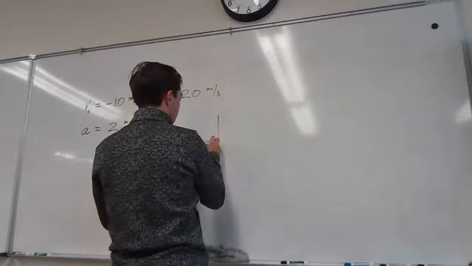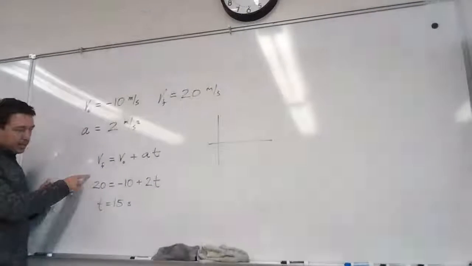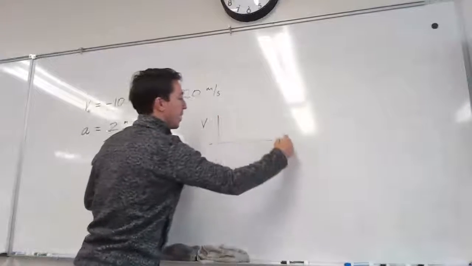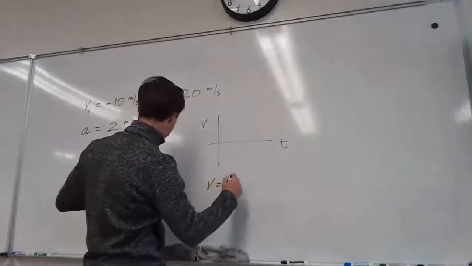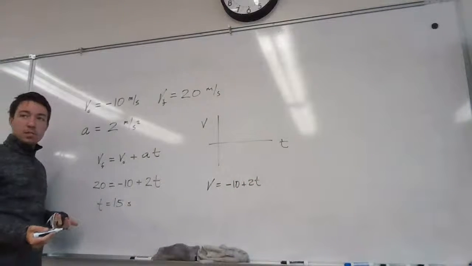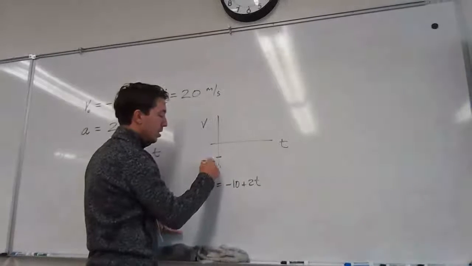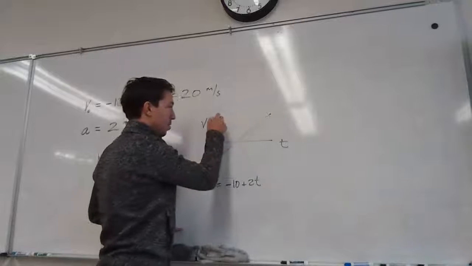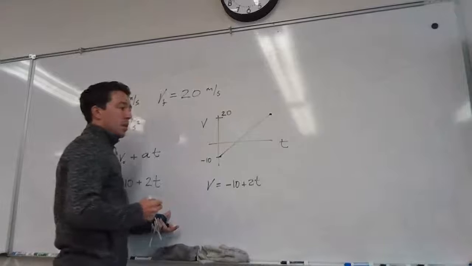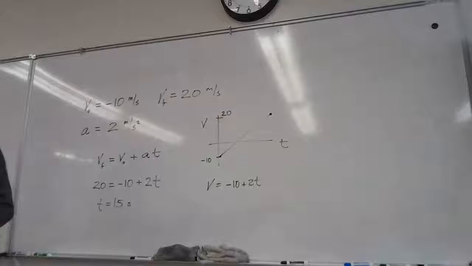What's nice is we can use this idea: think of my velocity versus time function as v equals -10 plus 2t. That makes sense? So what does my velocity start at? -10. What number is that? 20. And there you go. That's what the graph looks like.